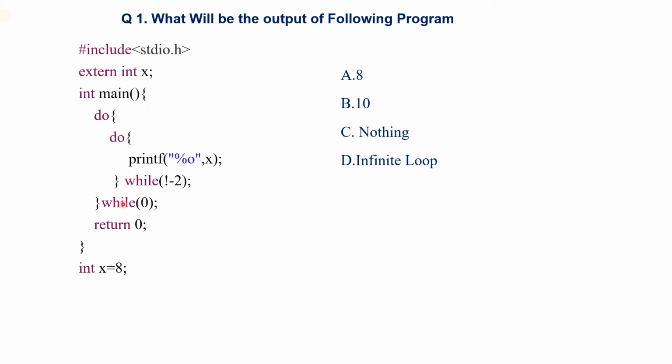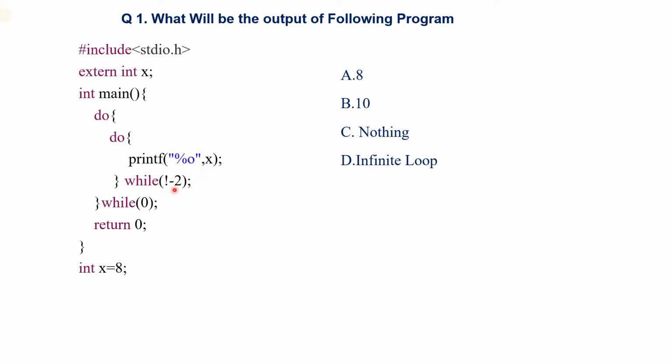In the main function there are two loops which are nested. In the outer loop a do loop is there, hence the control will be directly transferred to the inner loop, and here there is also a do loop, hence control will be transferred directly into the loop. With this printf function the value of x will be displayed in octal format, and we know that here the value of x is 8 whose octal equivalent is 10. So this printf function will print the value 10.